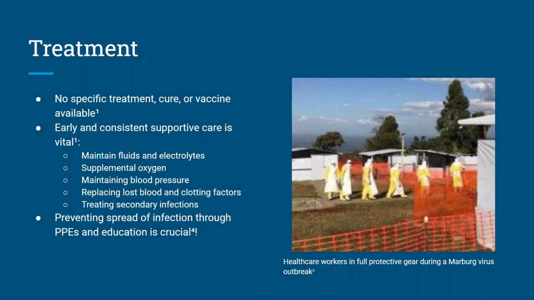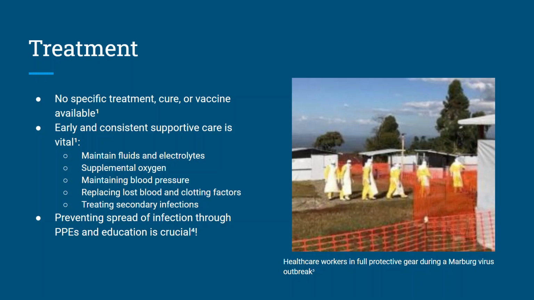Now, unfortunately, there is no specific medication, treatment, cure, or vaccine that can hold off the Marburg disease and its symptoms. But the best that clinicians can do is really provide that early and consistent supportive care. So replacing those fluids that are lost from that severe diarrhea and trying to prevent systemic shock due to the hemorrhaging. So trying to provide supplemental oxygen, maintaining that blood pressure, and replacing the lost blood that occurs from the hemorrhaging. And also, of course, treating any secondary infections that may occur along the way.